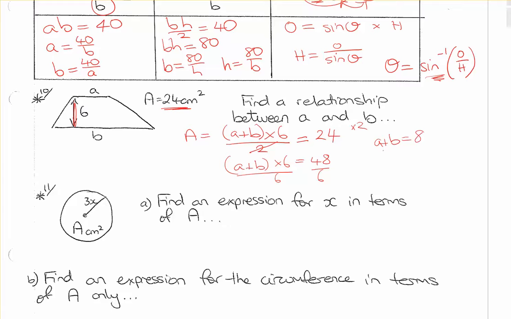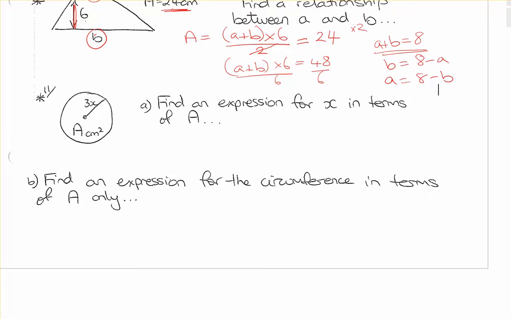So there's a relationship between a and b. We can see that a plus b equals 8. And just check, 8 divided by 2 is 4. 4 times 6 is 24, so that's right. Similarly, you could write b equals 8 minus a, and a equals 8 minus b.